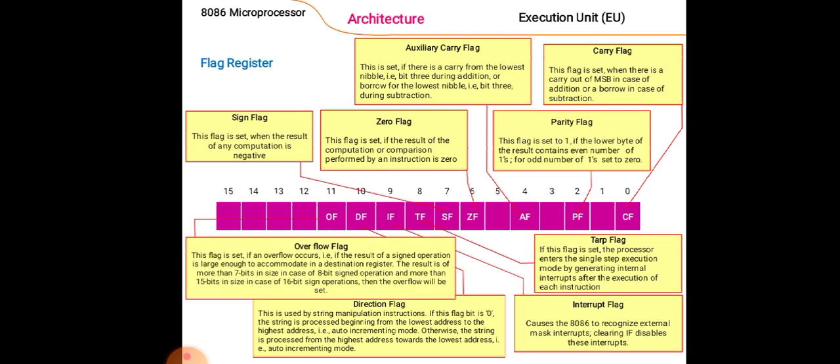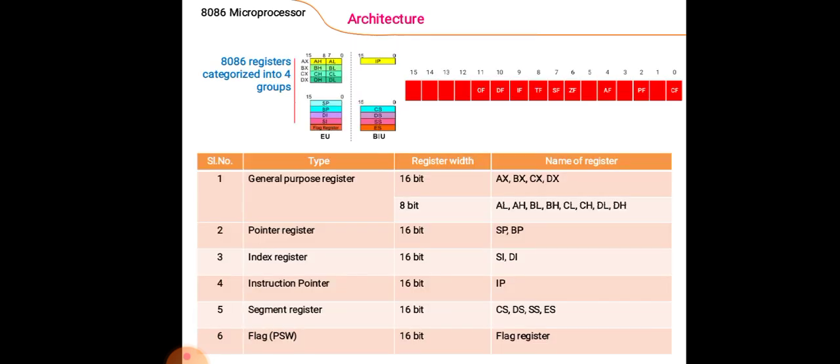Then the overflow flag. If some operations are performed inside the 8086, and long data is generated after execution of some commands, then sometimes long data is recognized by the overflow flag, and if the operation has long data, then the overflow flag will be set. This is all about the architecture of 8086.